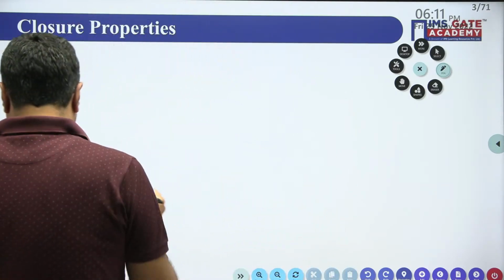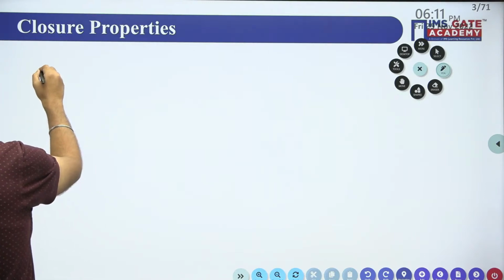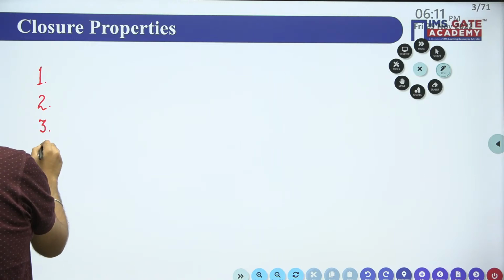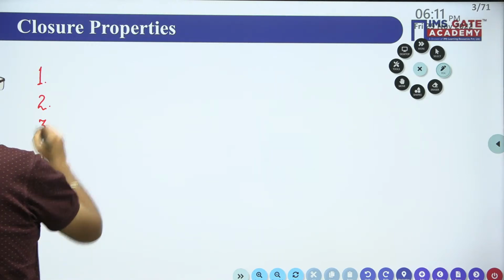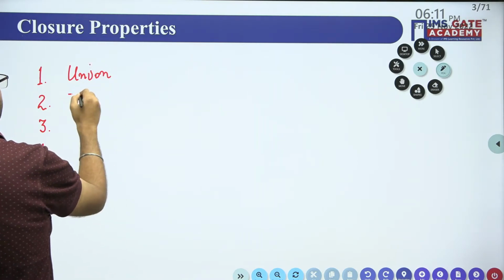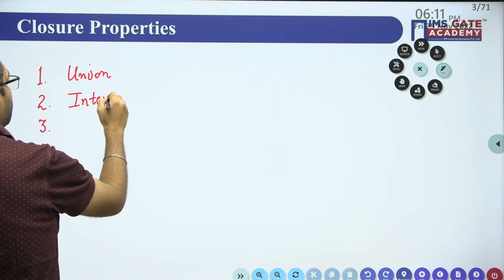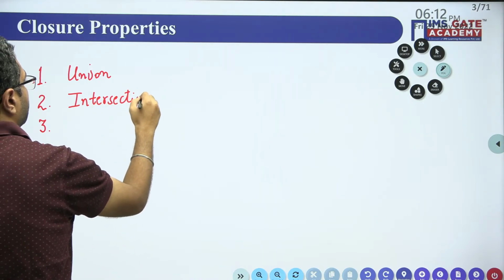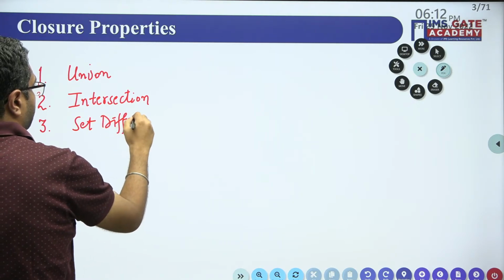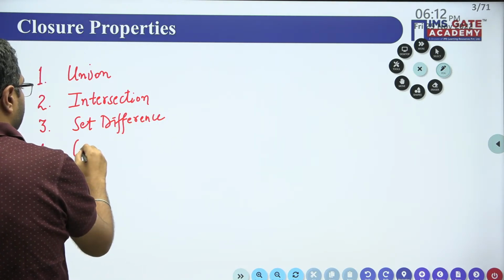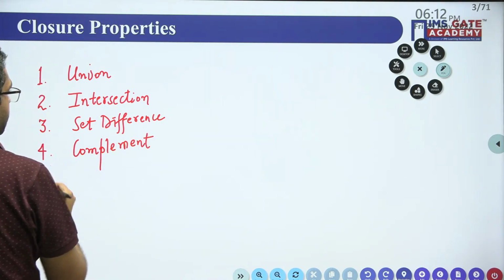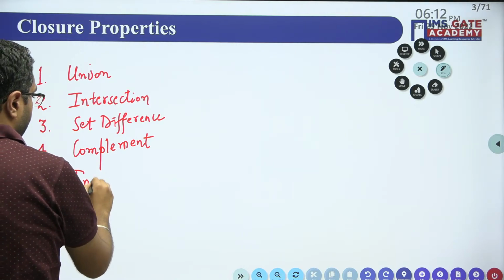So let's see what the various properties are. We have union, intersection, set difference, complement, then intersection with a regular language.